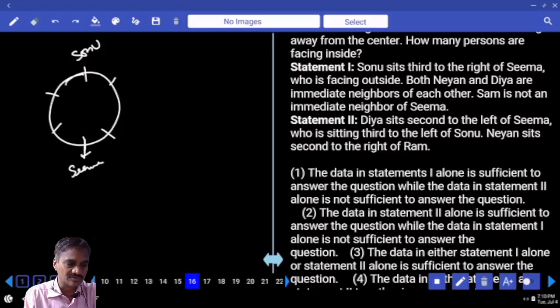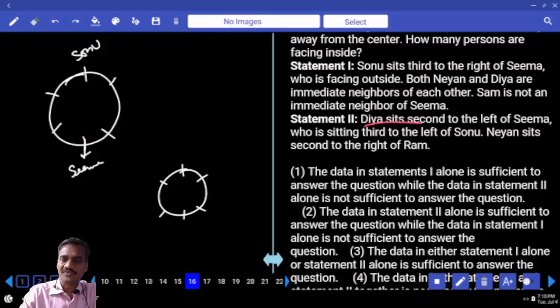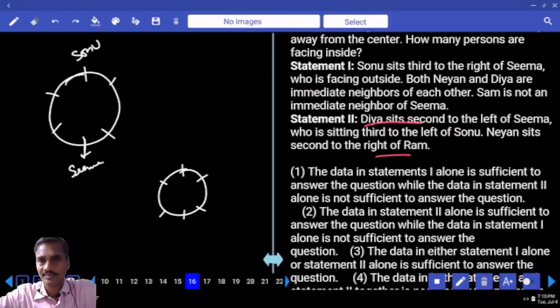Then coming to the next one. What is the next one here? Diya sits second to the left of Seema. Now Diya sits second to the left of Seema, who is sitting third to the left of Sonu. Nayan sits. Now here the direction of any person is not given at all. And 2 alone is not sufficient.